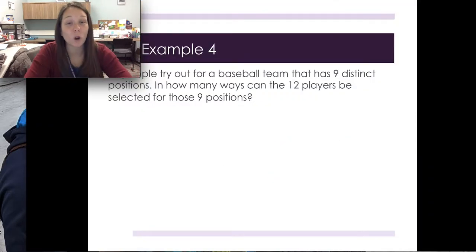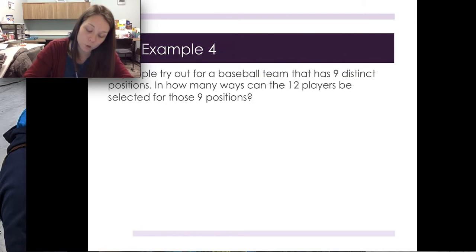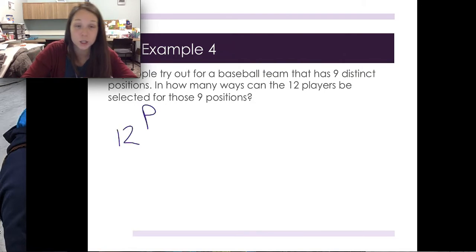All right, example 4, we're going to apply this to a more applicable situation. So 12 people try out for a baseball team that has 9 distinct positions. In how many ways can the 12 players be selected for those 9 positions? Well, I have a total of 12 people. This is a permutation because the order in which I select the people matters. And there's 9 positions I'm selecting for.